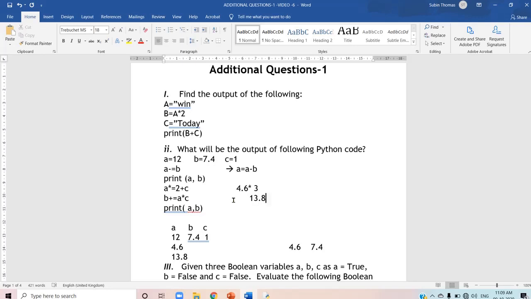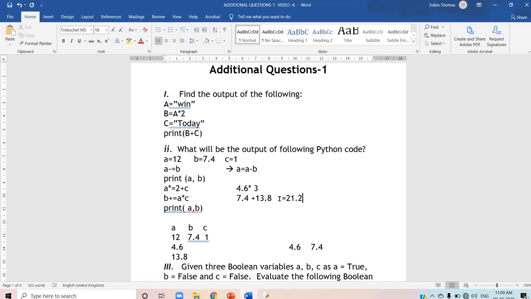That is 13.8 and plus. Now I am going to do the augmentation part. That augmentation part is B plus equal to B plus. Now what is the value of B? There is no change in the value. B is 7.4 itself. So I can write it is 7.4 plus 13.8. 7.4 plus 13.8 will give me the answer 20.8.